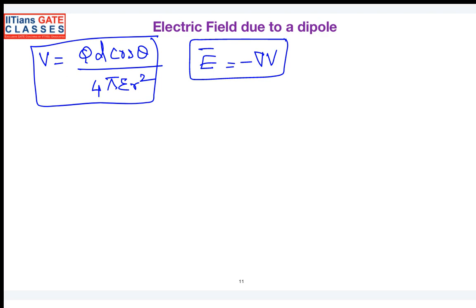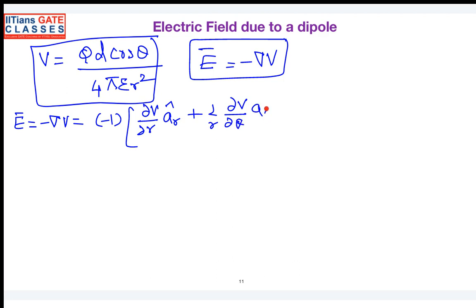So you know the potential, you try to find out the electric field intensity just by applying the gradient. So in case of a gradient, we already know in case of spherical system. So you can apply that formula. So that is the rate of change in R into A R cap plus 1 by R into dou V by dou theta, A theta cap plus 1 by R sin theta, dou V by dou phi into A phi cap.